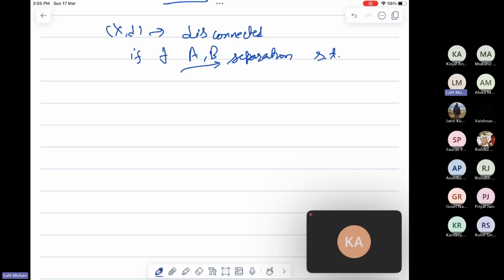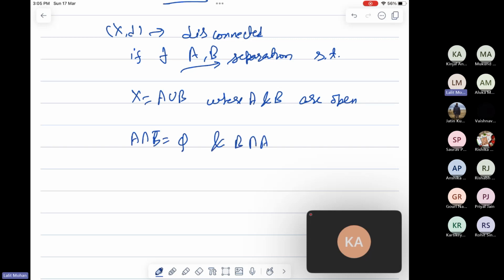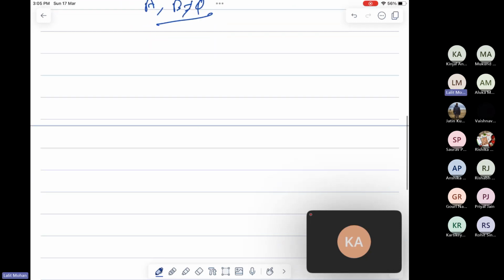such that X is A union B, where A and B are open, and A intersection B closure is empty and B intersection A closure is also empty, and A and B both are non-empty sets. So if we are able to find any two open sets in such a way, then we say that our metric space is disconnected, otherwise it is connected. So now we have to prove that Z is connected. So let us assume that Z is disconnected.